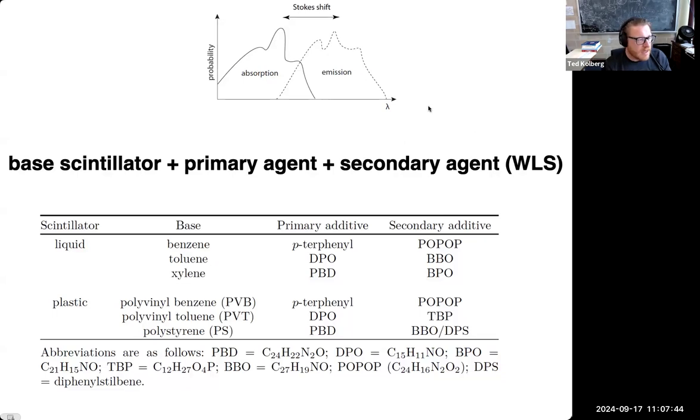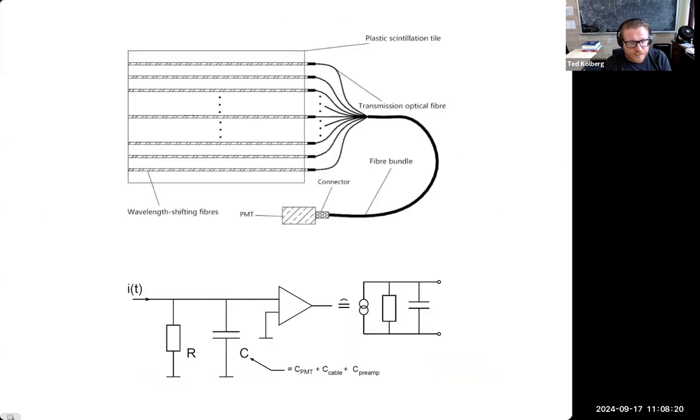Not only can the plastic be physically molded and machined into all kinds of different shapes, but by cleverly choosing the primary and secondary additives, you can also have some degree of control over things like the emission wavelengths, the absorption wavelengths, and the attenuation length of light inside the material. So many of these different combinations may be used depending on your specific use case and the limitations that you have in your particular experiment. And we'll return to all this when we talk, for example, about calorimeters in collider experiments, but I just wanted to sort of give you a flavor of it.